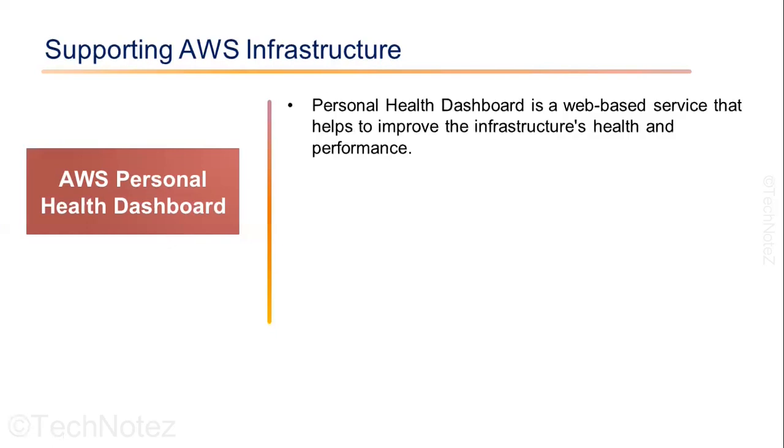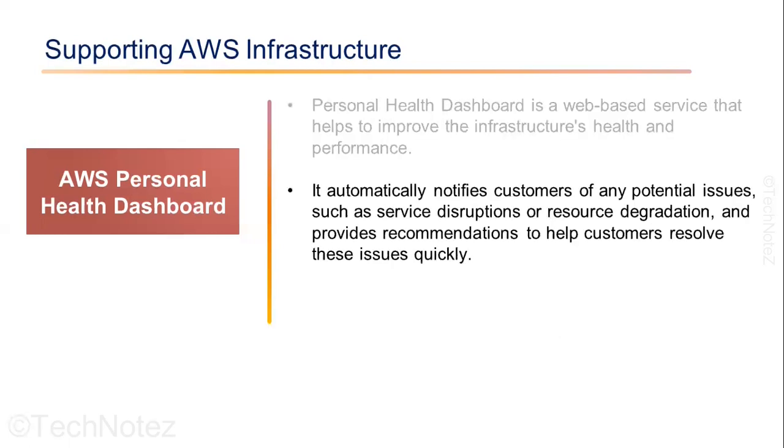Next, let's talk about AWS Personal Health Dashboard. Personal Health Dashboard is a web based service provided by AWS that helps AWS customers to improve their infrastructure health and performance. It provides real time alerts and guidance to help customers optimize their AWS resources, increase availability, and reduce downtime. The Personal Health Dashboard monitors the health of the AWS services and resources used by the customer.